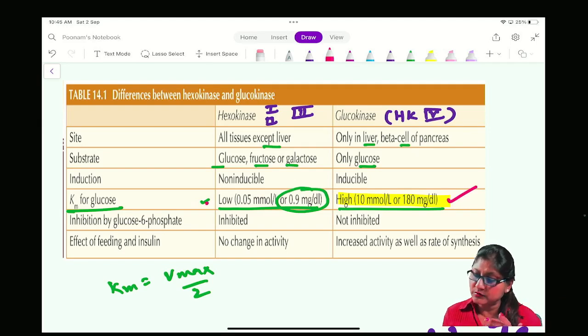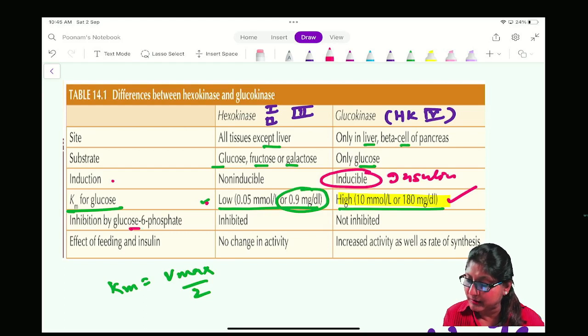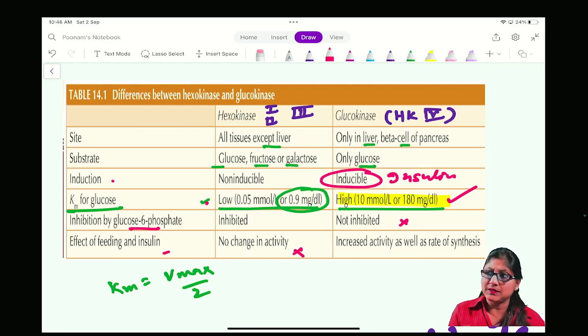And hexokinase is going to be active all the time, right? And when we talk about induction, hexokinase is not inducible, but glucokinase is inducible in the presence of insulin. Hexokinase is inhibited by glucose 6-phosphate, which is its product, but glucokinase has no such inhibition.